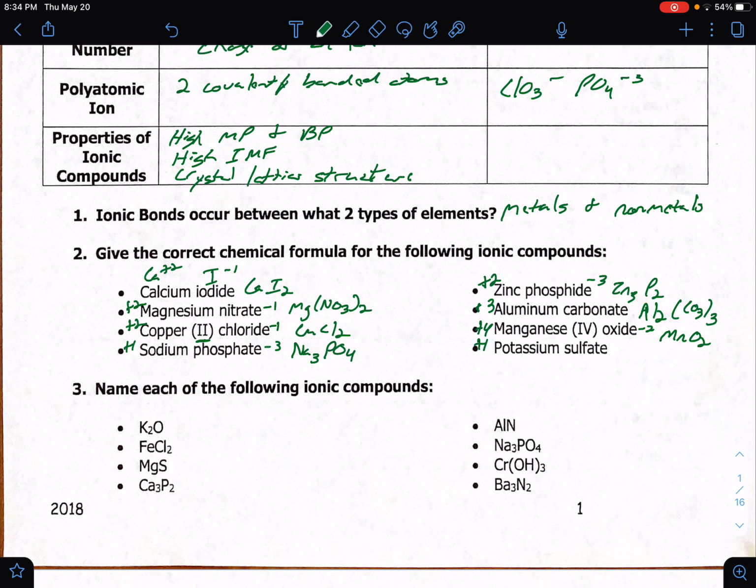Potassium is a +1. Sulfate is a -2. So this would be K2SO4.